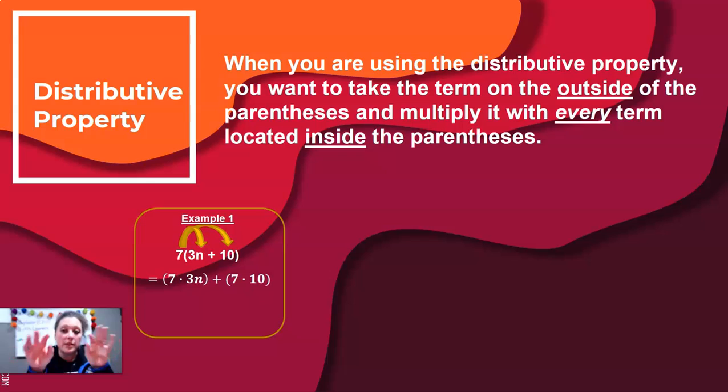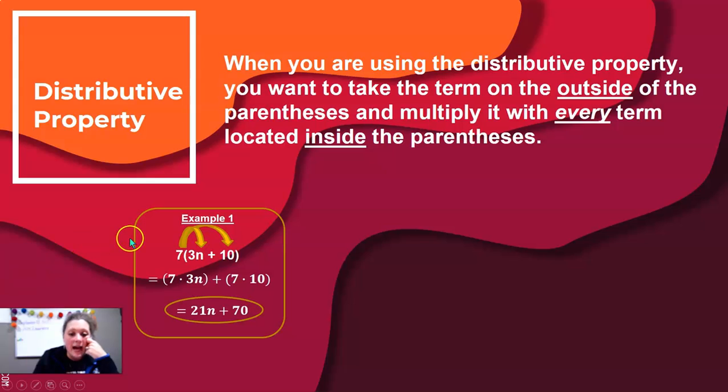So it's like two separate multiplication problems. The number of terms that are located inside the parentheses are going to tell you how many different multiplication problems that you are going to have to complete. So there's two terms, so we have to do two multiplication problems. So I have 7 times 3n, which is 7, so I'm just going to multiply the coefficients, which is 21, and I just have the variable n. And then I have 7 times 10, which is 70. And that's my final answer.